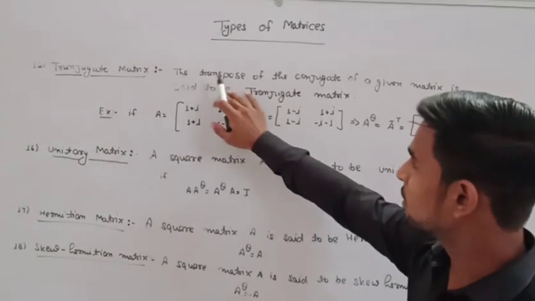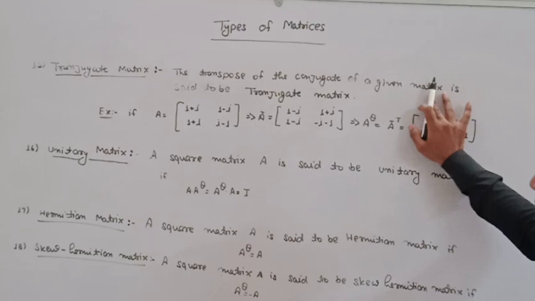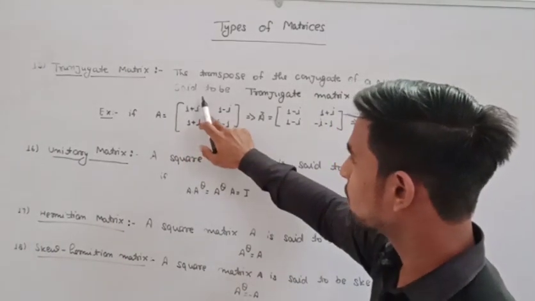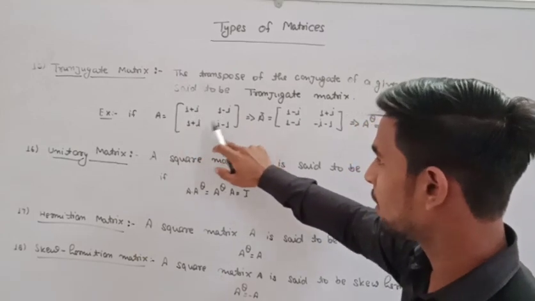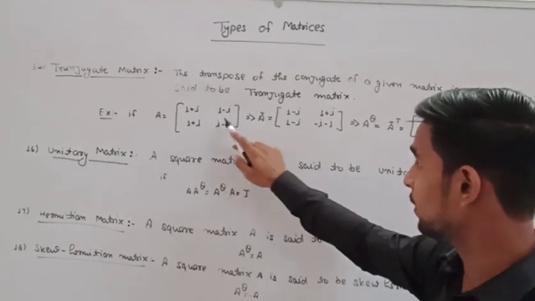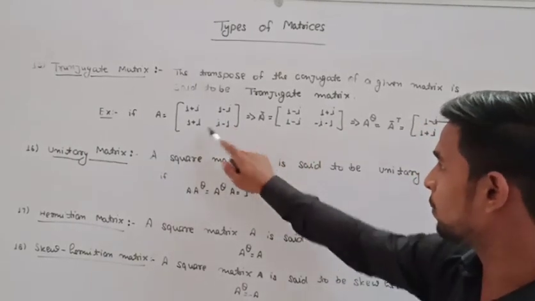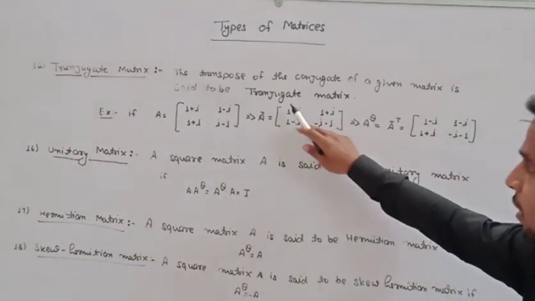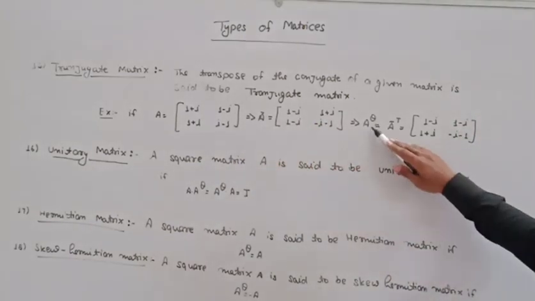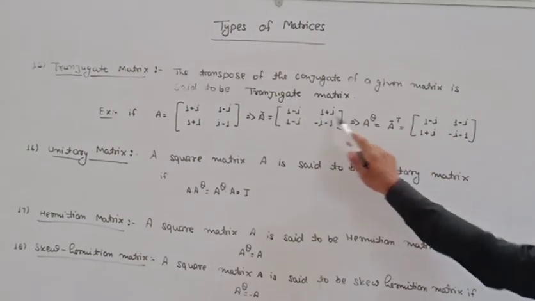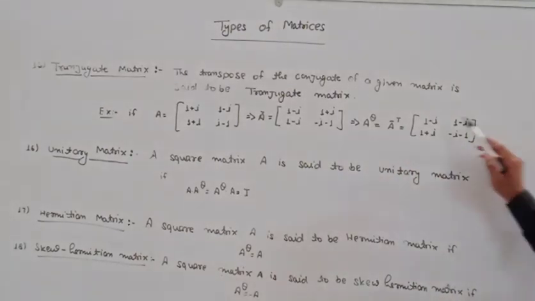The conjugate transpose. What is this? The transpose of the conjugate of a given matrix is said to be the conjugate transpose. Here if A is the matrix 1 plus i, 1 minus i, 1 plus i, minus 1, then its conjugate will be 1 minus i, 1 plus i, 1 minus i, minus i minus 1. And the transpose of this one will be A theta, which may be given as 1 minus i, 1 minus i, 1 plus i, 1 plus i, 1 minus i, 1 minus i, and minus i minus 1.